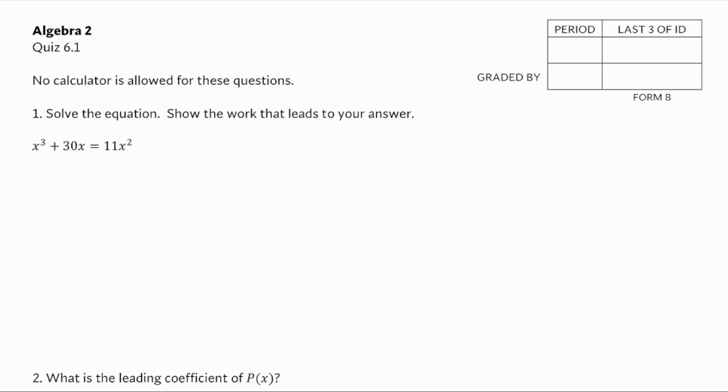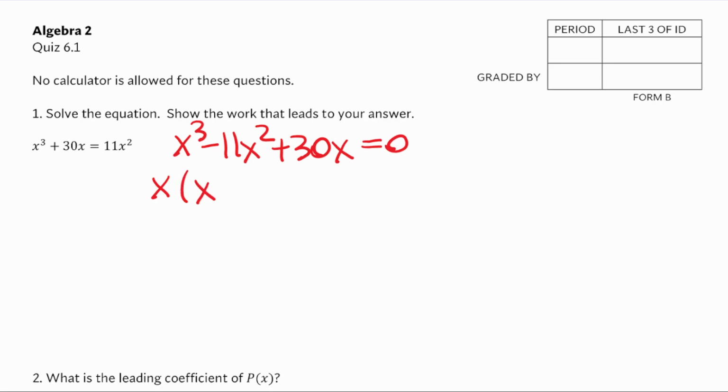So solving these equations, we got to start by setting them to 0. Okay. And then I factor. So factor out an x, because that's the greatest common factor. Then I'm hoping that what's in the parentheses is factorable, but it's not a huge deal, because if it's not, I could always use the quadratic formula. Thinking two numbers that multiply to 30 and add to negative 11, negative 6 and negative 5.